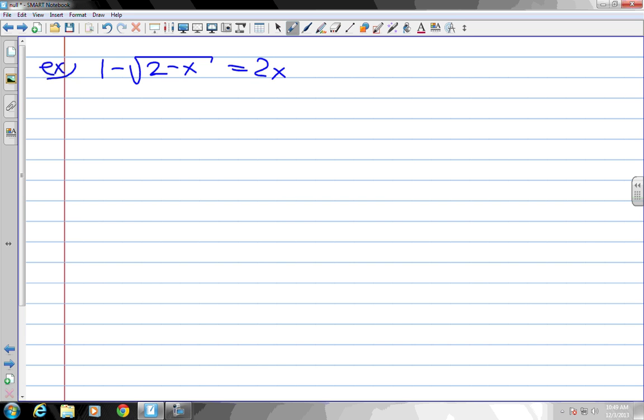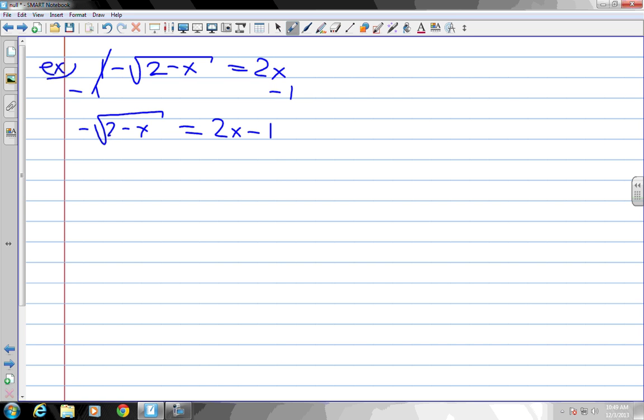So what do you want to do first? Right, isolate the radical, so subtract 1 from both sides. Negative square root of 2 minus x equals 2x minus 1. Is that okay so far? Now, technically, we have to get rid of that negative in front of the square root. I mean, that will be following the directions.